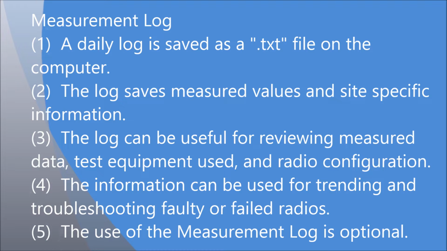Additional information that is useful that is also automatically saved on the log are serial numbers of equipment, firmware versions of equipment, when was the last time the radio went through a reboot, how long the radio has been in service. This information is useful when trending failures, when trending performance of radio equipment. And a lot of this information is not logged on a TPR form and can only be logged using tools such as these. Last, the use of the measurement log is optional, therefore not required.